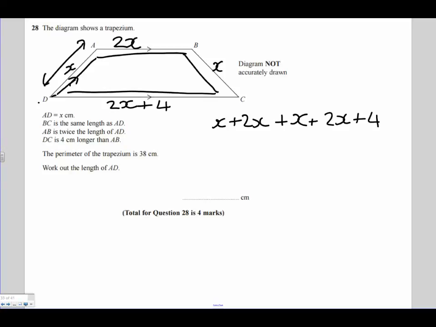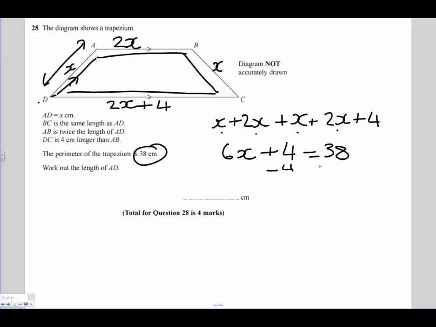Now this can be simplified because we have the same terms. X plus 2x plus x plus 2x is 6x. There are 6 x's plus 4. And it tells us that the perimeter is 38. And lo and behold, we have a two-step equation to solve.